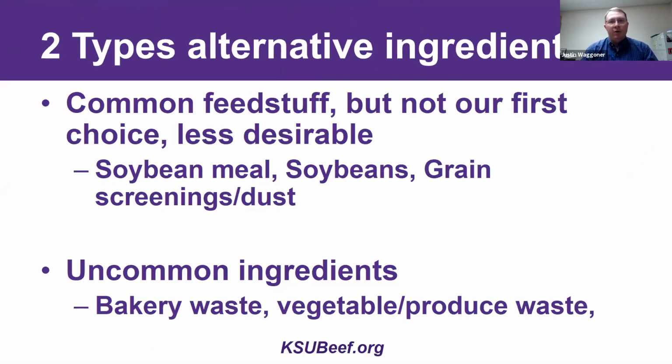Now, as I think about alternative ingredients, they really come in two flavors. The first one of those would be what I would consider to be common feedstuffs, but they're not our first choice for some reason. They may be less desirable. In some cases, it's just simply cost. If we consider soybean meal or whole soybeans, those are certainly commodities that can be used in a cattle ration, but oftentimes they're more expensive. And so they're not the most economical choice for us to use in that ration. Another common feedstuff in this category would be grain screenings or grain dust. Certainly a very common, easily accessible feedstuff, but the variability and maybe some other issues associated with it may make it less attractive for a producer to use.